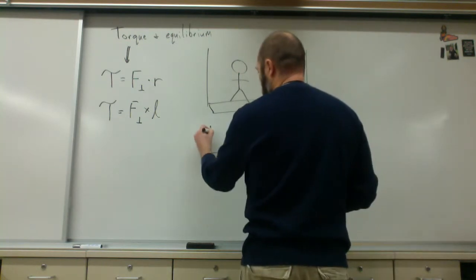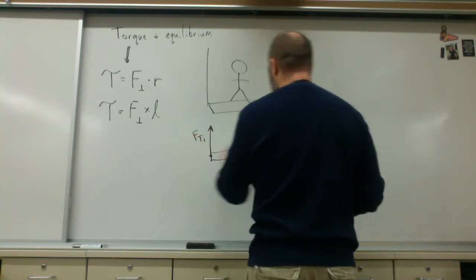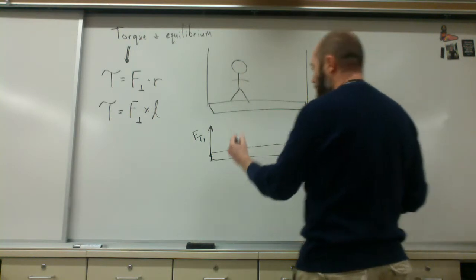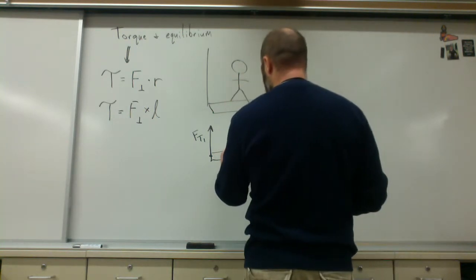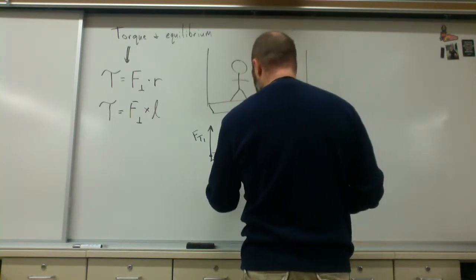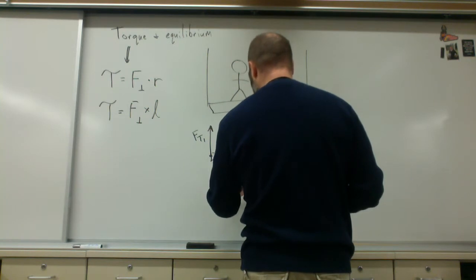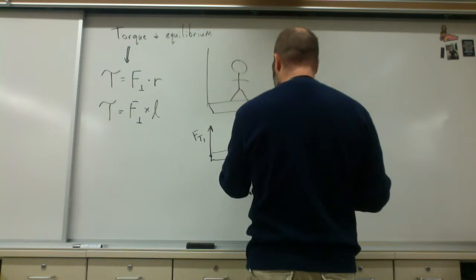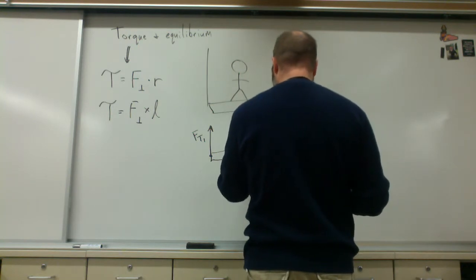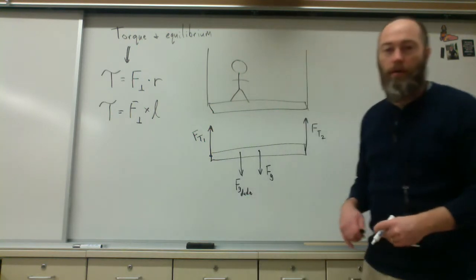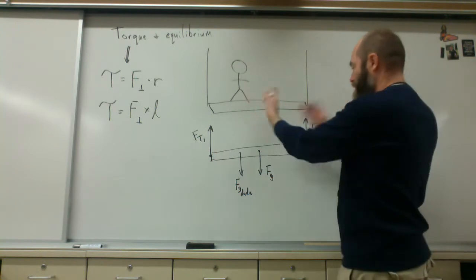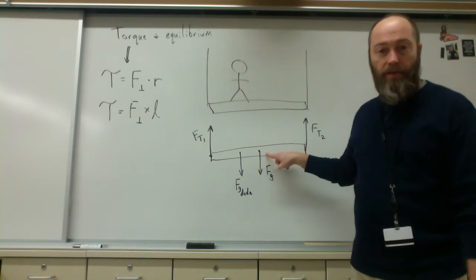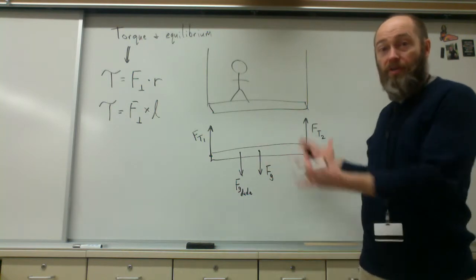So you'd have, hey, I have one force of tension. Hey, I have another force of tension. Hey, I have the force of gravity from the dude. I'm going to call him a dude, sorry. And then I would have the force of gravity from the board or whatever they're standing on. Where would that be? That would act on the center of gravity of the thing. So you would have a picture that looks something like this.